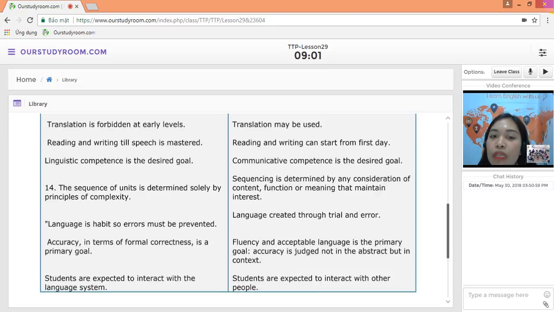Okay, so grammatical explanation is avoided in audiolingual. Of course, because this is audiolingual, it involves listening. Okay, grammatical explanation is avoided, while in communicative, any advice that helps the learner is accepted. We are not going to avoid those devices.